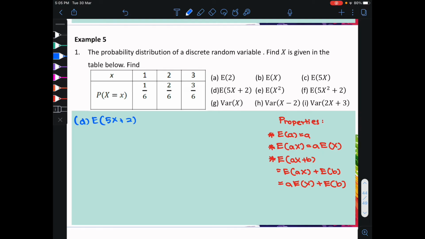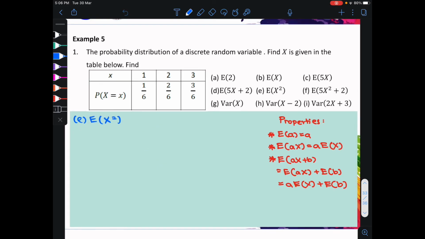For question D, we need to find the expectation of 5X plus 2. And we can rewrite this to become expectation of 5X plus expectation of 2. And we already know that expectation of 5X is 35 over 3 and expectation of 2 is simply 2 from the previous question. Hence, the answer is 41 over 3.